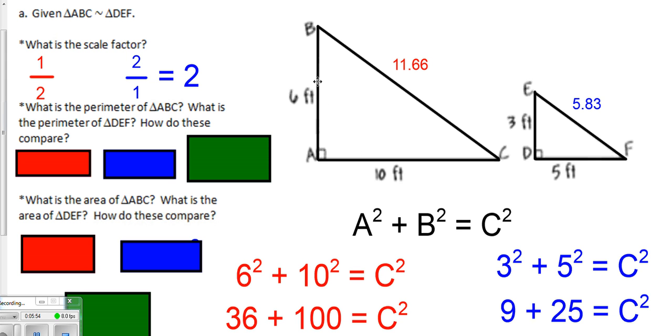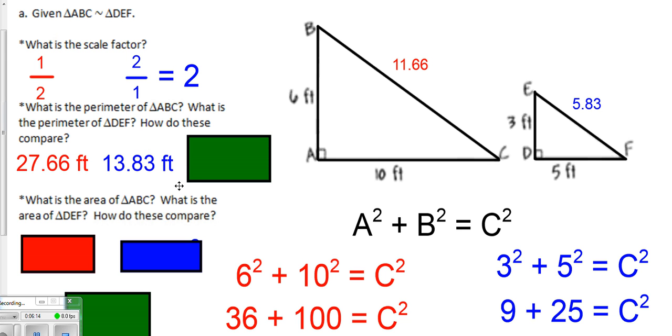Now, to find the perimeter, we just add all of the side lengths up. So A, B, C, we would do 10 plus 6 plus 11.66, and it would be 27.66 feet. To find this perimeter, it's 5 plus 3 plus 5.83, and we get 13.83. Well, how do these compare?